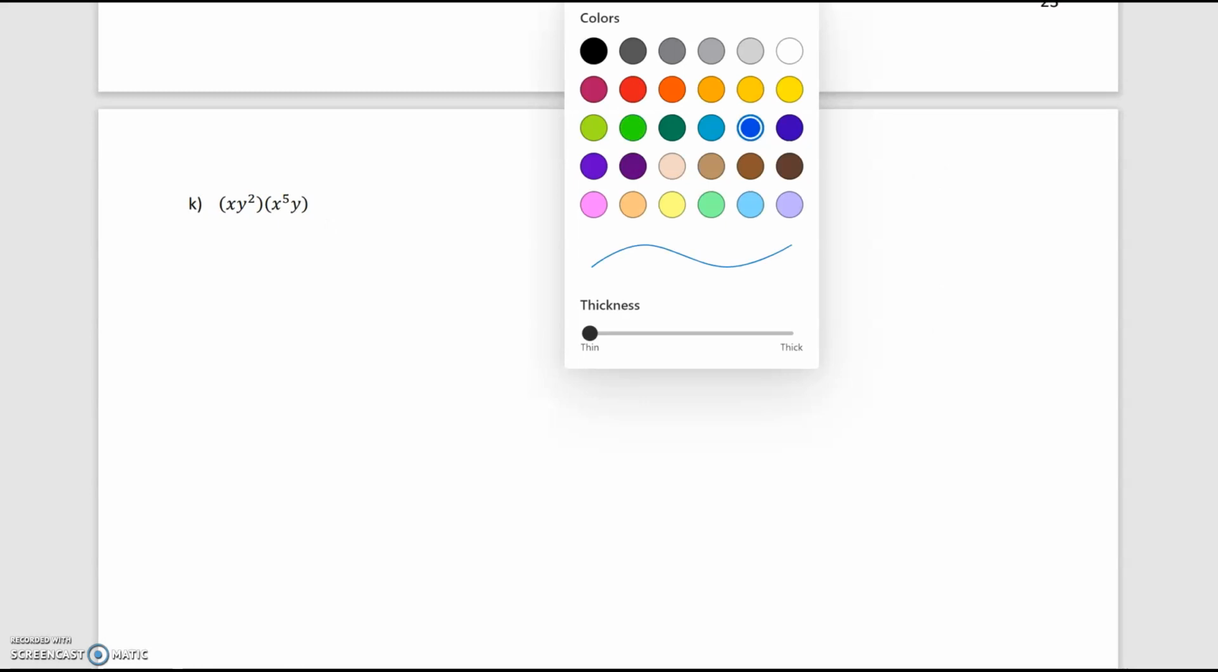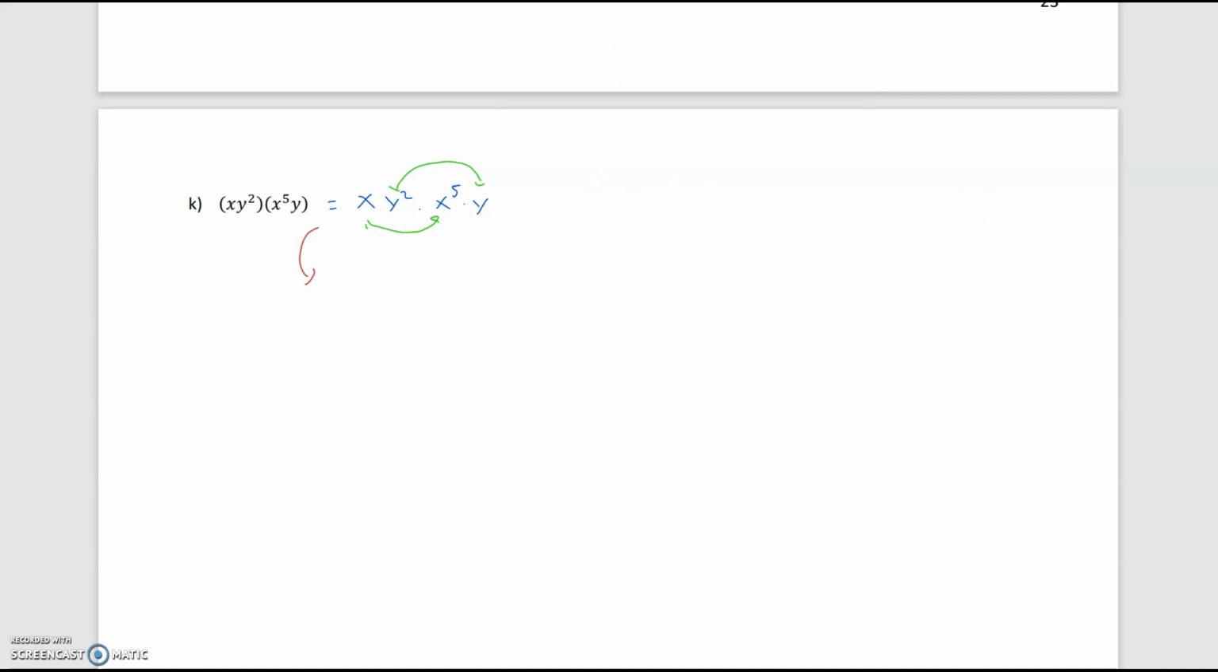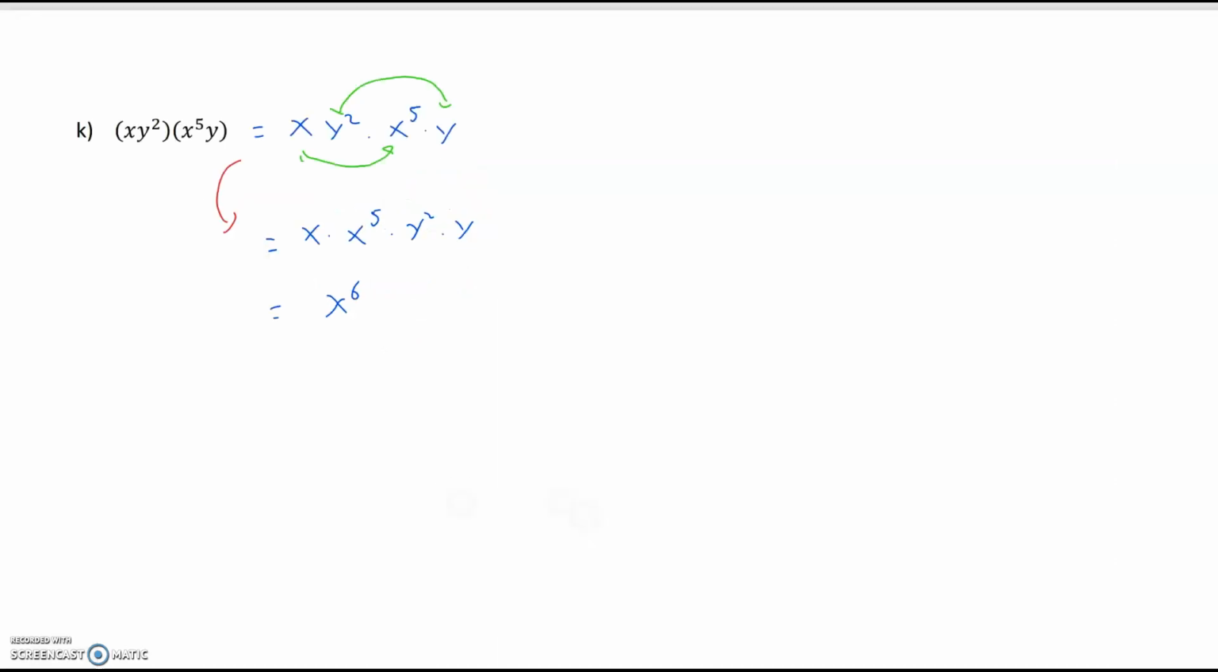And in problem K, there are no exponents on the outside. So let me just remove the exponent. So this will be x times y squared times x to the 5th times a y. And then we're going to be combining the x's and the y's. So as we do this step, we're going to be multiplying x times x to the 5th times y squared and y, or x to the 6th times y to the 3rd power. Oops.